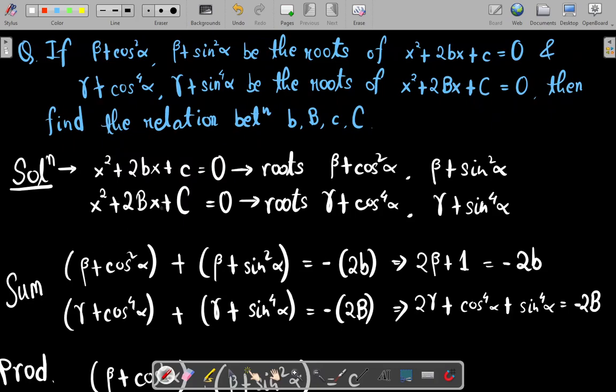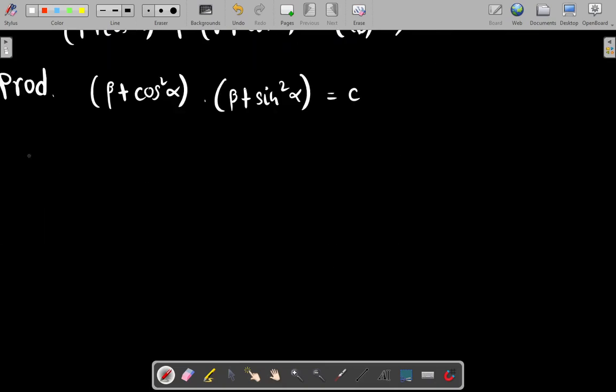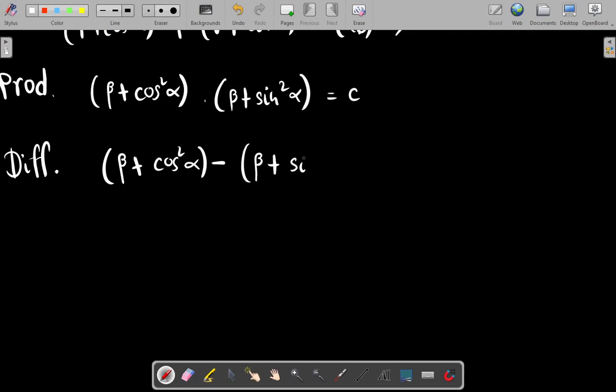Let us now look at the difference of roots. If we look at the difference of roots between this pair, we see that beta and beta will cancel out. Similarly, the difference of roots in the second equation, the gamma and gamma will cancel out. So instead of doing the sum of roots and product of roots, let us look at the difference of roots. The difference of roots will be beta plus cos square alpha minus beta plus sine square alpha.